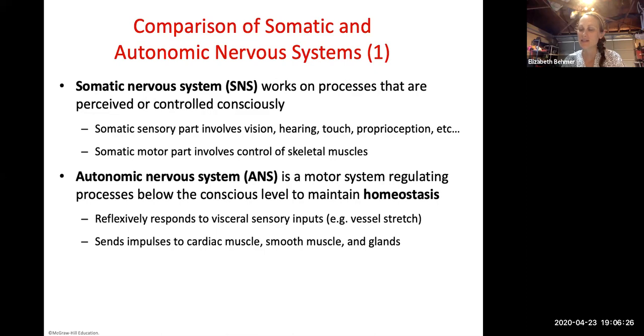Then your autonomic nervous system, which is what we focus on tonight, is a motor system regulating processes below the conscious level to maintain homeostasis. And again, homeostasis is just the ability of your body to maintain a constant internal environment. So it'll reflexively respond to visceral sensory inputs, such as when your blood vessels stretch. That will change maybe how much your heart will pump, and it'll send impulses to control your heart, cardiac muscle, other smooth muscle throughout your body and your lungs, your digestive system, and all of your glands. So that autonomic nervous system is what we're going to focus on tonight.